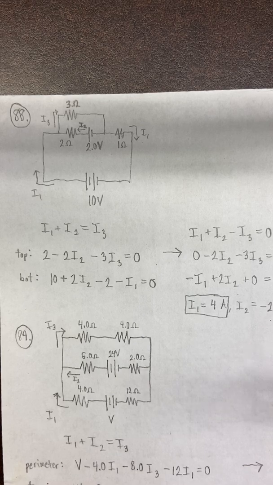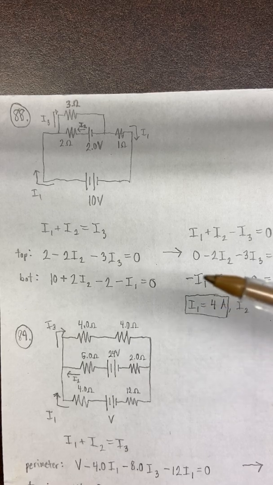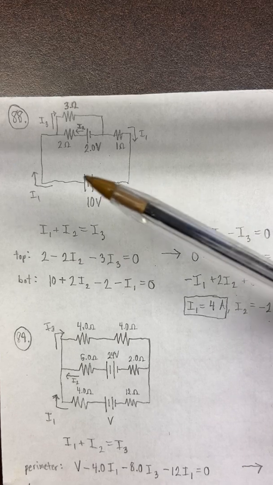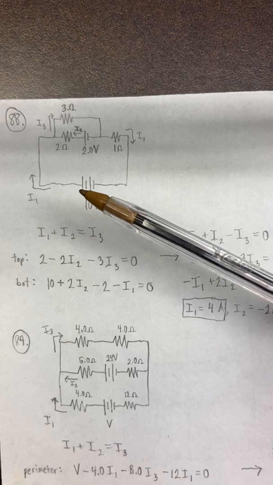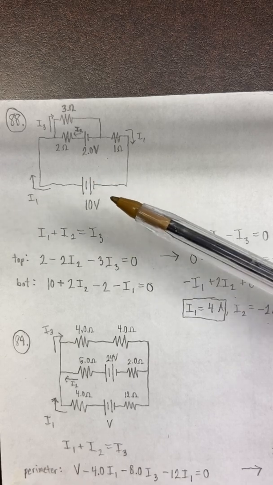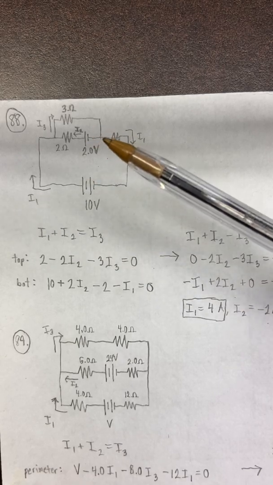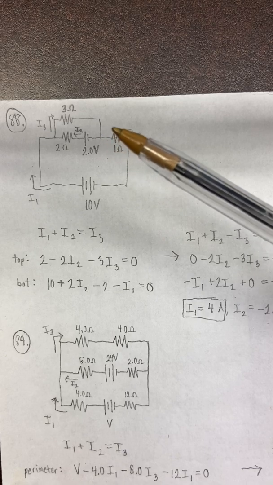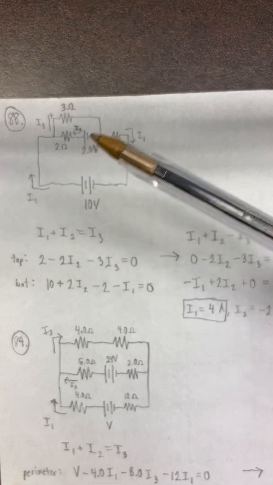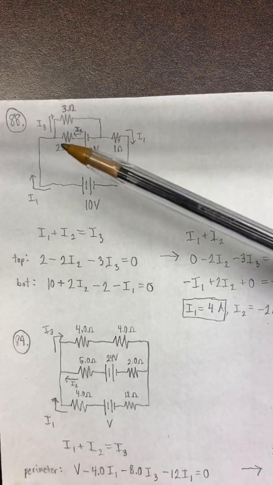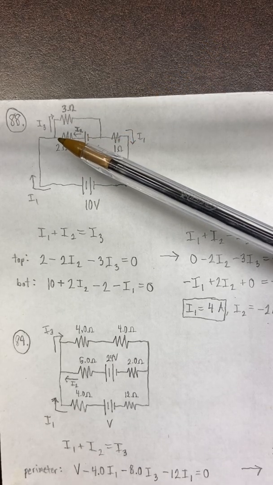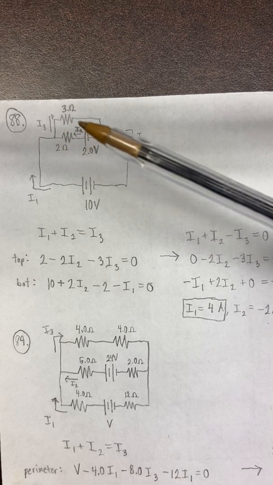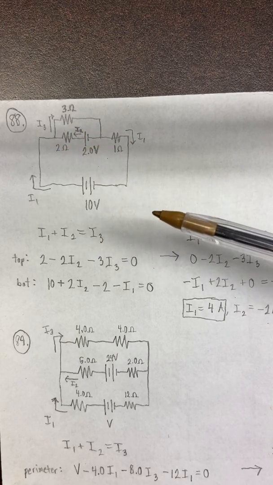So junction rule, we have I1 plus I2 equals I3. Now, where did that come from? Well, I1, reasonable guess is that comes off the positive terminal of the 10-volt battery. I2, reasonable guess is that it comes off the positive terminal of the 2-volt battery. And then I1 and I2 meet up at this junction right here that I'm pointing to. And at that junction, I1 joins I2 to make I3. So that's where the first equation comes from.